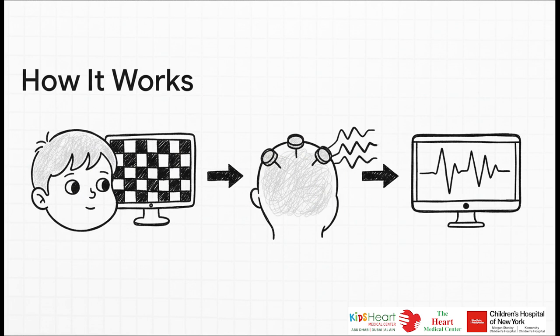And the process itself? It's wonderfully simple and totally objective. Your child just watches a screen, kind of like a really simple video game. While that's happening, some painless sensors, they're really just little stickers, are listening to the brain's activity. The data we get back shows us the speed and the strength of that visual signal, telling us if it's getting through loud and clear.